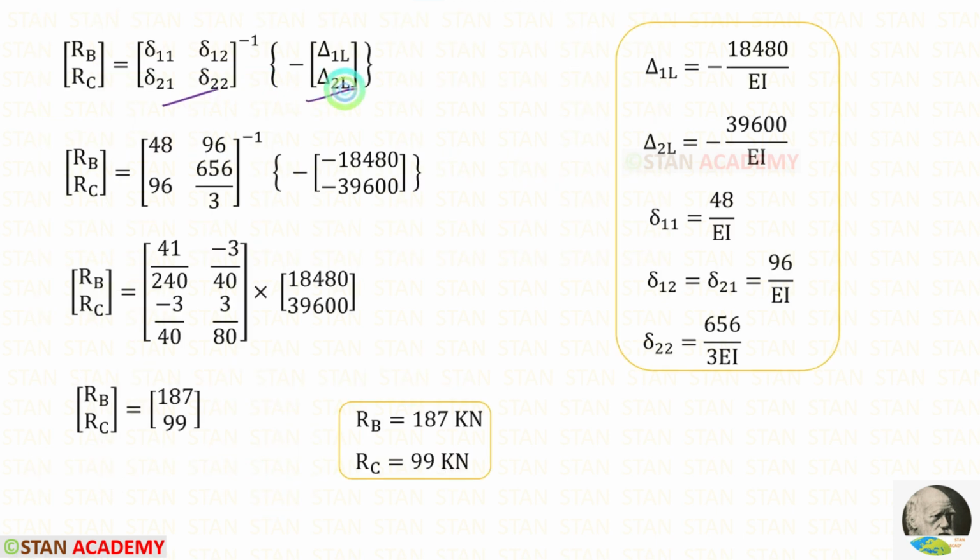In these two matrices, we have found all of the displacements. We can apply them. No need to consider EI because it will be eliminated. Using a calculator, we can find the inverse of this matrix. For the inverse, we will get this. Both of these values are negative. So negative into negative, it will be positive. Then we can multiply these two matrices. After multiplying, we will get RB and RC.